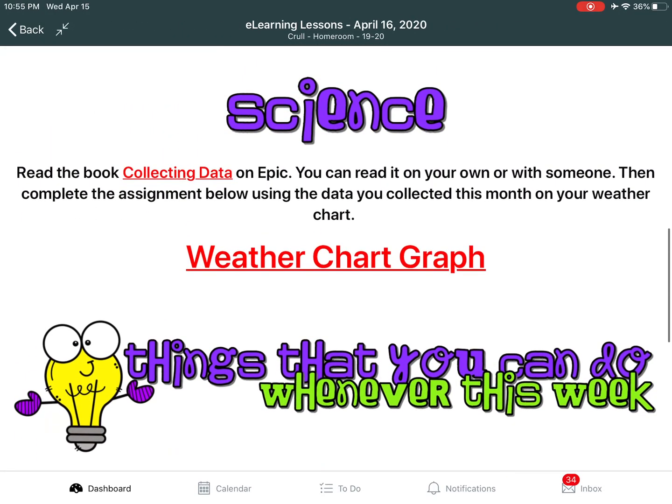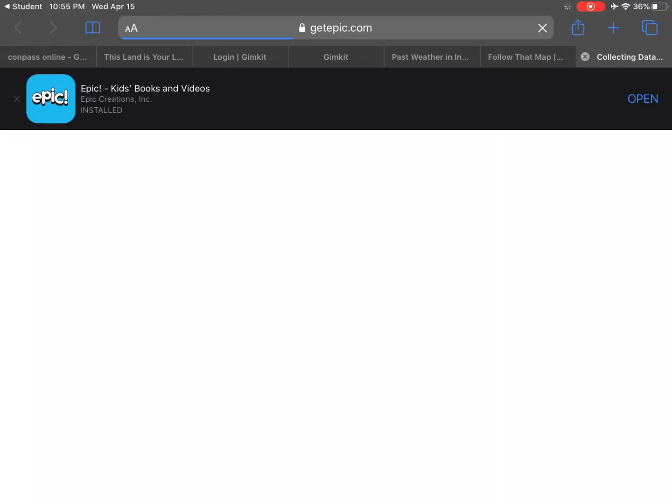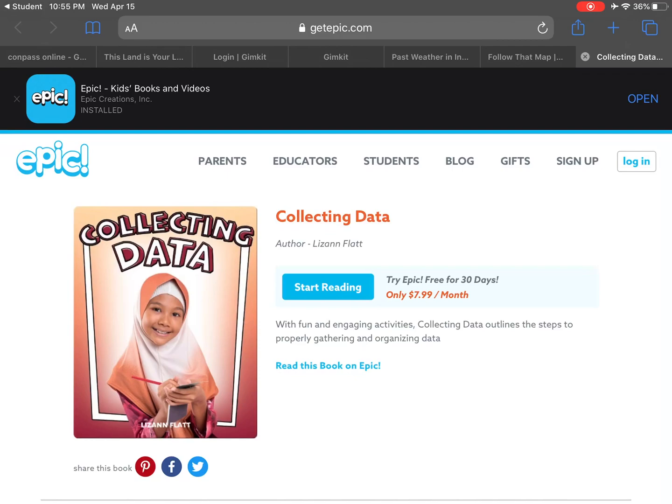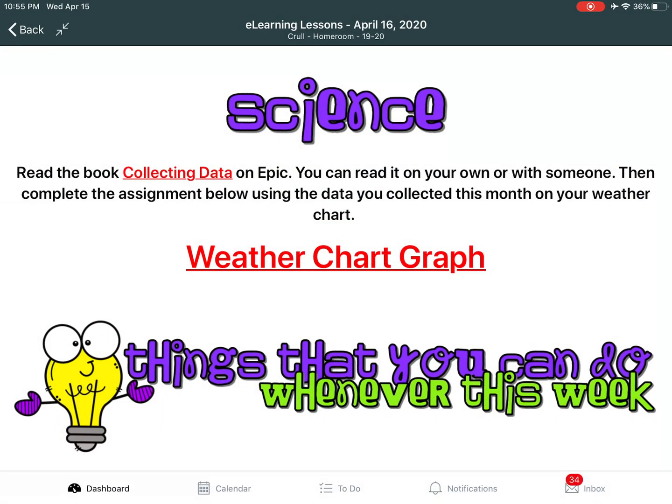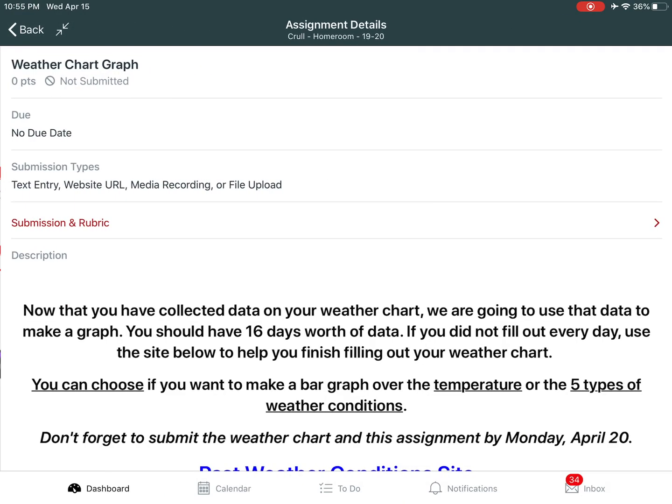All right, and then for science, you need to read this book called Collecting Data. All right, it's a really good book on EPIC about data collecting, which is what we've been doing on our weather graphs in science. So you need to read this text, or you can even read it with somebody else if you'd like to. It doesn't matter to me. The idea is that I want you to understand the concepts, all right, and the skills there. So then you're going to get in here.